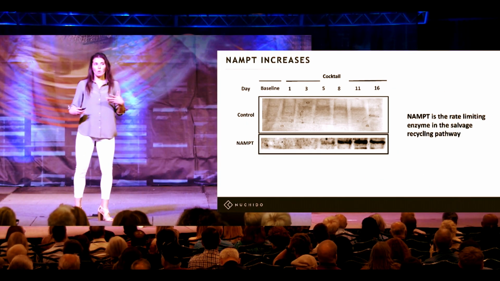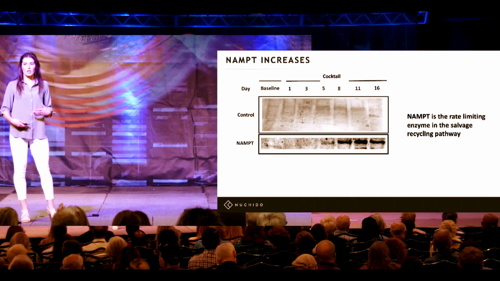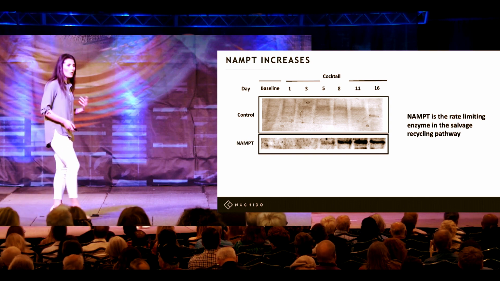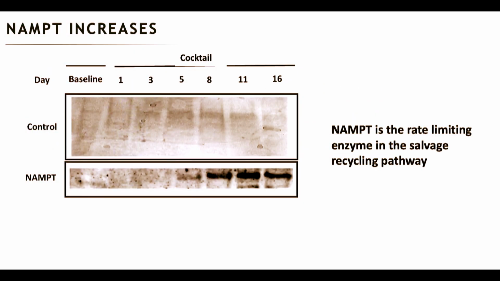So we wanted to see what was actually going on inside the cells. Why were we getting such large increases in NAD? So we looked at the rate-limiting enzyme that declines with age in your salvage pathway. We looked at NAMPT. And you can see in the baseline blood samples of this person, you could barely detect the levels of NAMPT in this person. After taking the cocktail for 16 days, look at its expression. It's really gone up, and this is why we believe we're getting such good increases in your NAD levels.